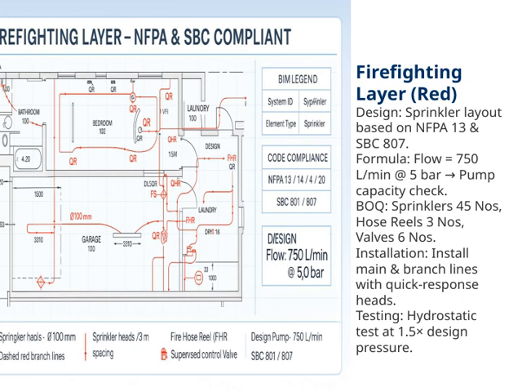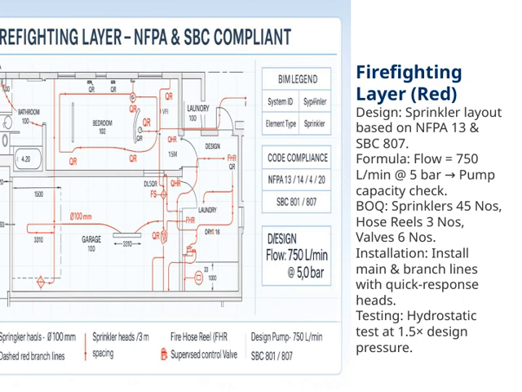Moving on to the bill of quantities, or BOQ, it specifies that we'll need 45 sprinklers, 3 hose reels, and 6 valves. These components are essential for the system's operation and reliability across the entire area. Regarding installation, the main and branch lines will be installed with quick-response sprinkler heads. These heads are critical because they activate rapidly once they detect heat, helping to control or extinguish fires quickly.